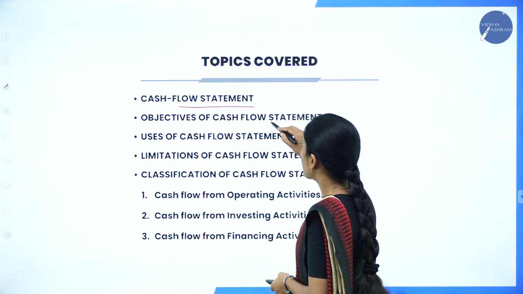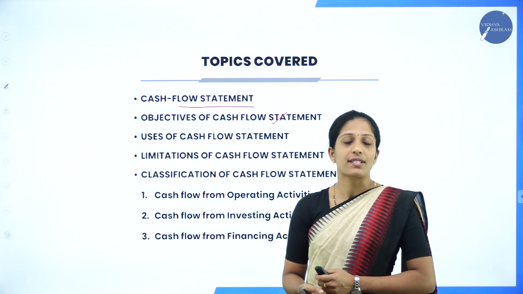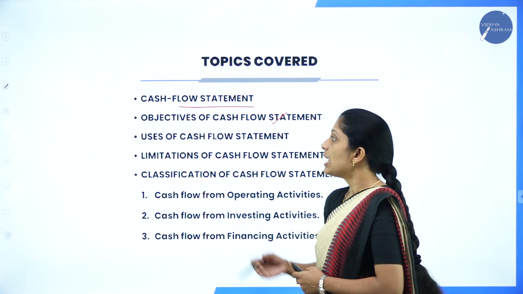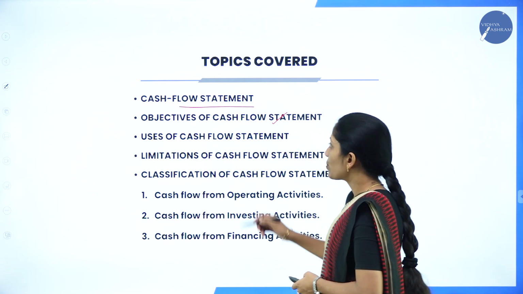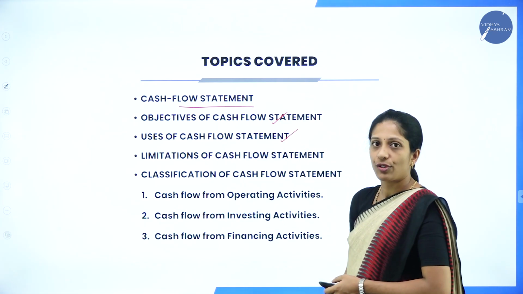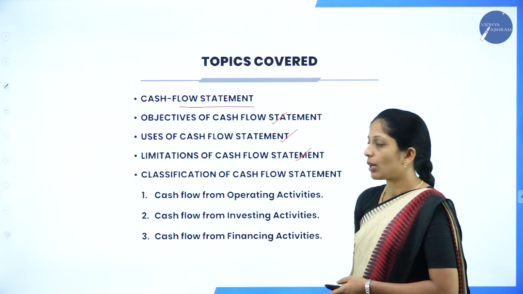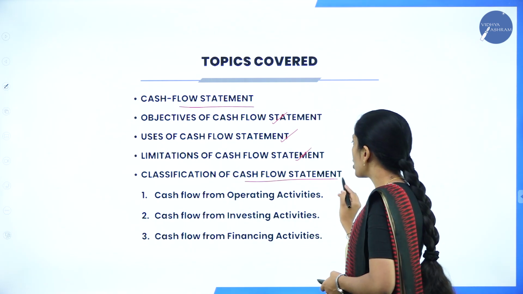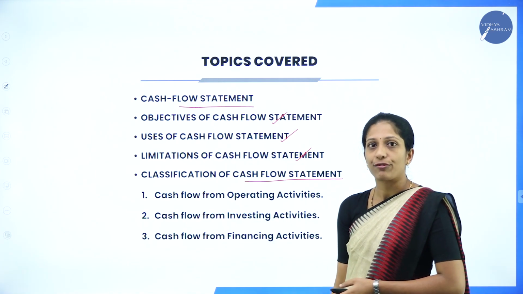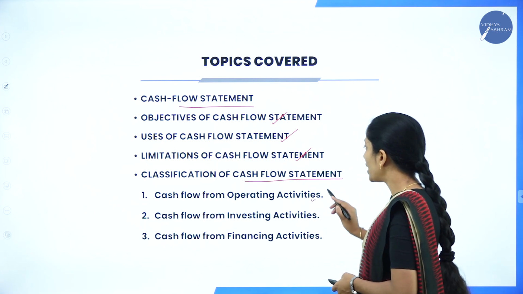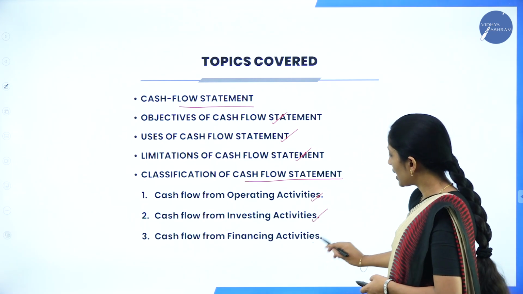Next, we have learned about objectives of cash flow statement, where the main objective would be knowing the cash receipts and cash payments of the business, that is nothing but your cash inflows and outflows of the business. Next, we have learned about uses of cash flow statement, limitations of cash flow statement, and the main important thing what we have studied is classifications of cash flow statement, under which there are three activities under cash flow statement, that is cash flow from operating activities, cash flow from investing activities, and cash flow from financing activities.